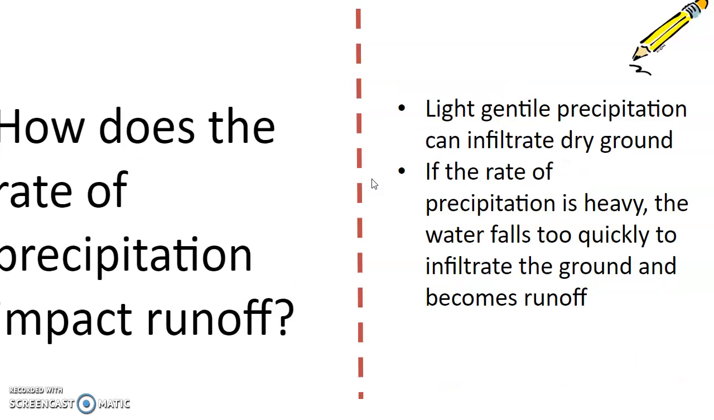So how does the rate of precipitation impact runoff? Light, gentle precipitation can infiltrate the dry ground. So if it's just lightly raining, most likely this water will just soak into the ground. But if the rate of precipitation is heavy, the water falls too quickly to infiltrate the ground and becomes runoff.